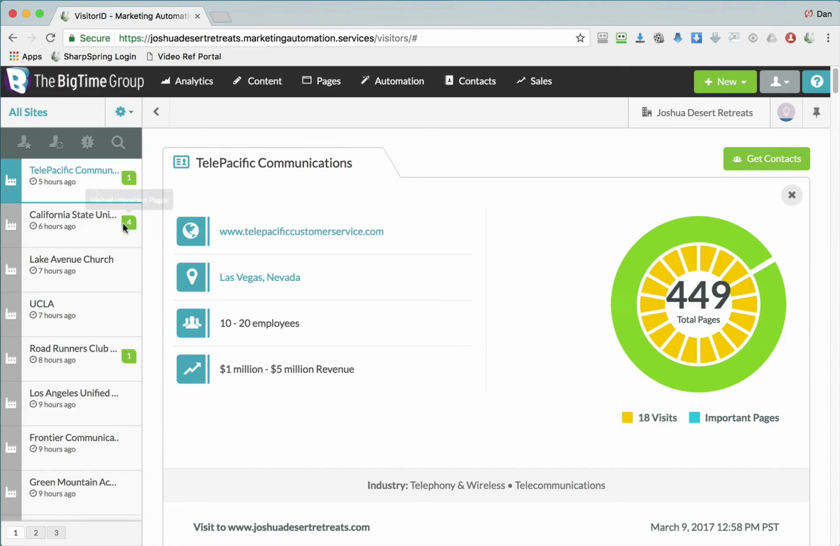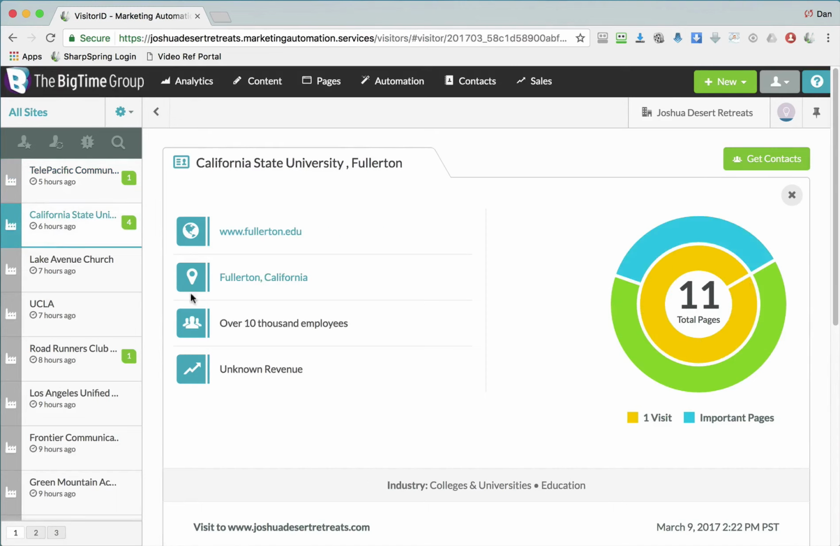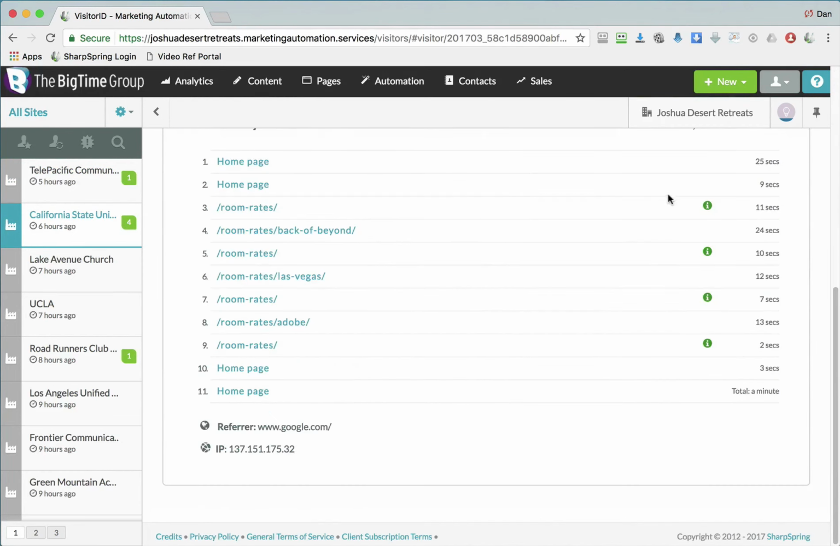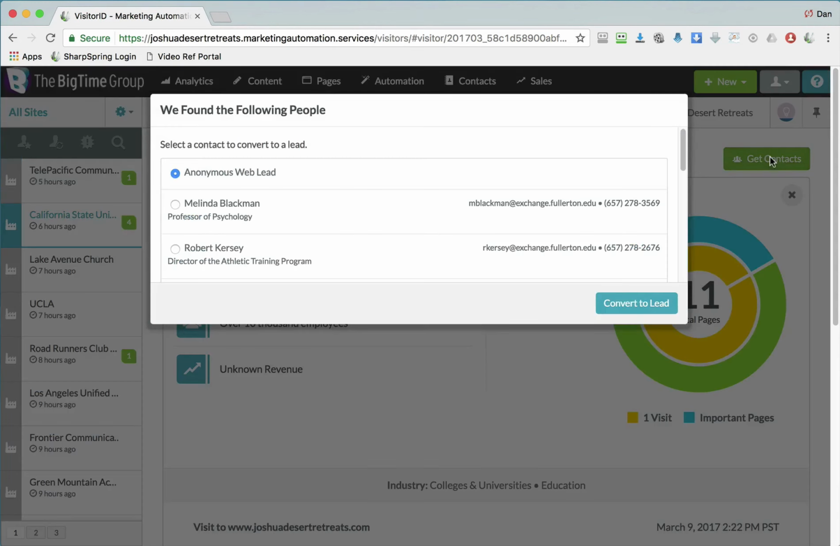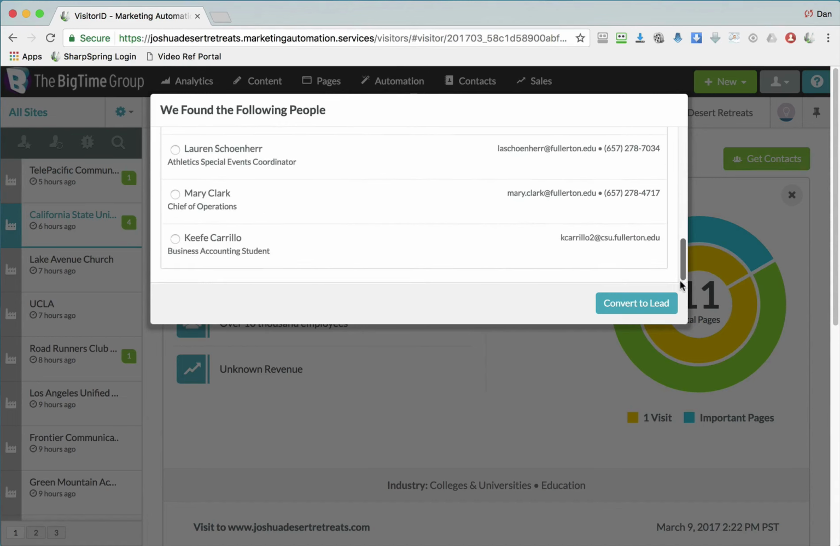Well, we can check out some of the other people. Someone in Fullerton, and this is at California State University in Fullerton. Well, they're looking at a lot of important pages. Not spending a terrific amount of time on it, but they are looking. Now, if we click Get Contacts here, you see now we have a lot more information. We have Melinda, and we have Robert. We have Melinda's full email address. We have her phone number. Same thing with Robert. So where did all of this information come from?